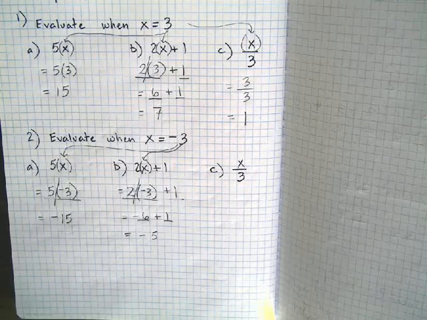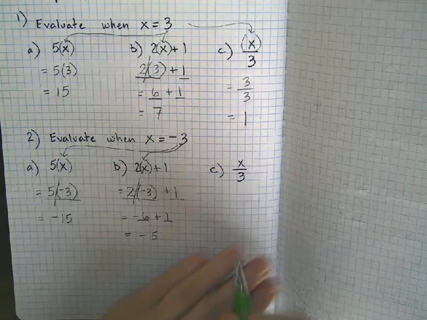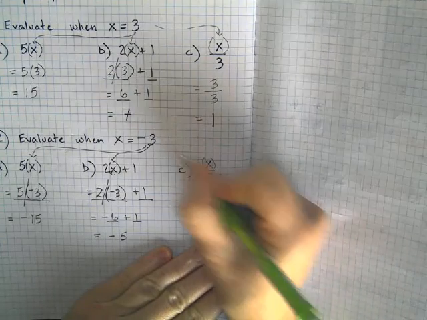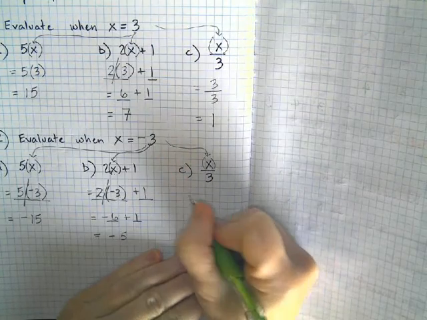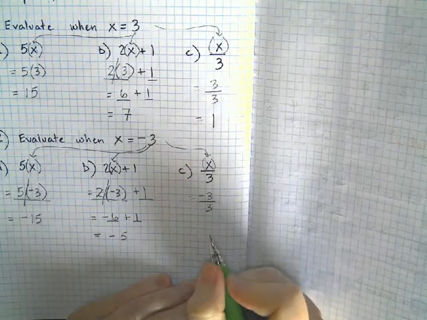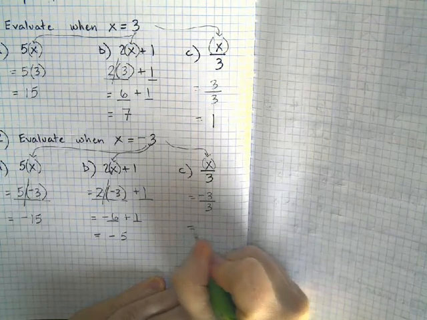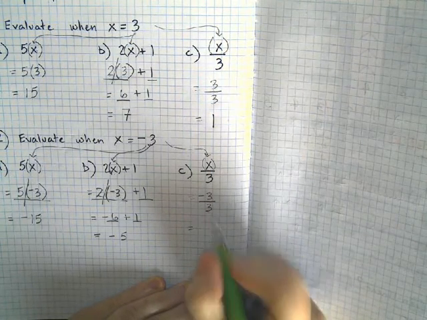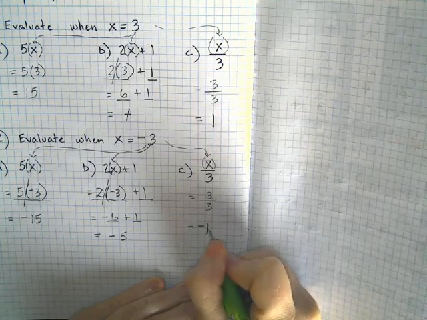And the next one, again, I'm going to change my x to a negative 3. So I have negative 3 divided by 3, and there's my dogs barking in the background. A negative divided by a positive is a negative 1.